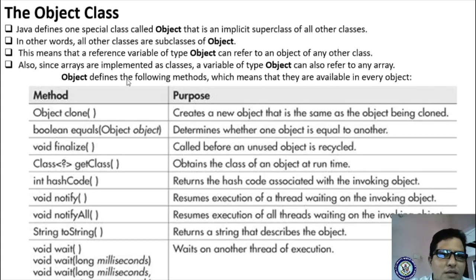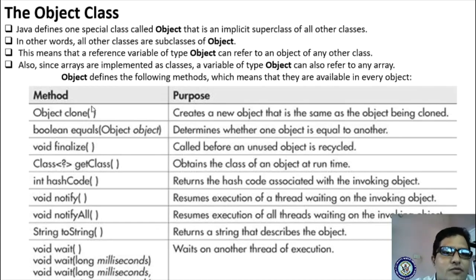And this means that a reference variable of Object can refer to an object of any other class. So whatever object or reference you are creating, you can access any class. Got it? Also, array classes are subclasses of Object, so an array of classes also becomes a subclass of Object. Let us see some of the methods that Object uses. We have noted them here.